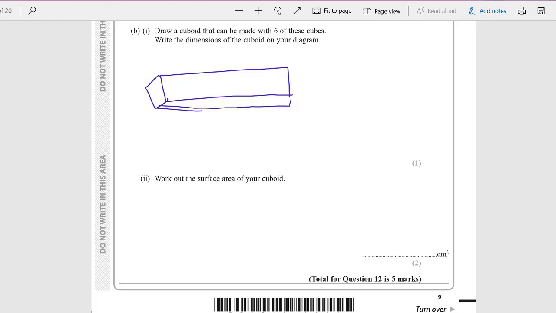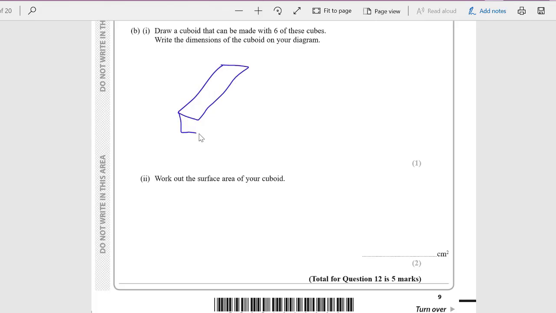Okay, that's terrible. Let me draw that again. So something that looks like this, and so you'd have 6 cubes. So that's 1, 2, 3, 4, and then 5 and 6. And then just imagine they're all the same length, 2, 2, 2, 2, which would give 12. And then obviously you'd have 2 on the height and 2 on the width.